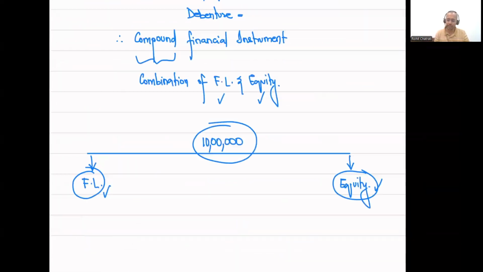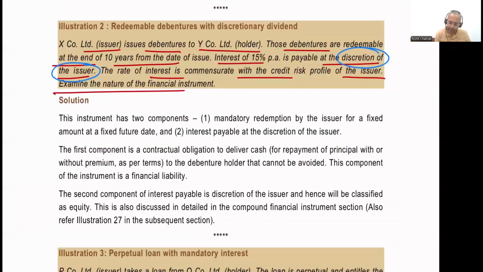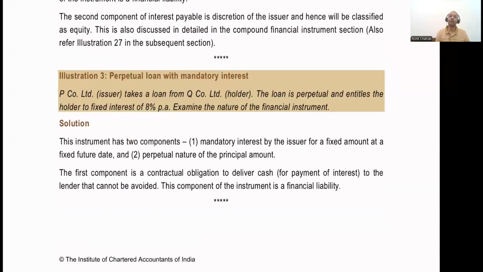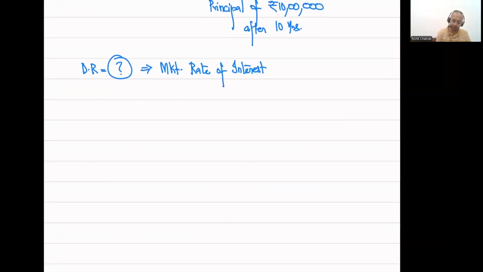In this question, the rate of interest of 15% that we are paying on this debenture is commensurate with the credit risk profile of the issuer, which means if X company had gone out and borrowed money from some other entity in the market, it would have had to pay 15% as the interest rate. So the rate of interest on these debentures is in line with the market rate of interest, and therefore the discount rate is going to be equal to 15% only. Remember, the discount rate need not always be equal to the coupon rate.